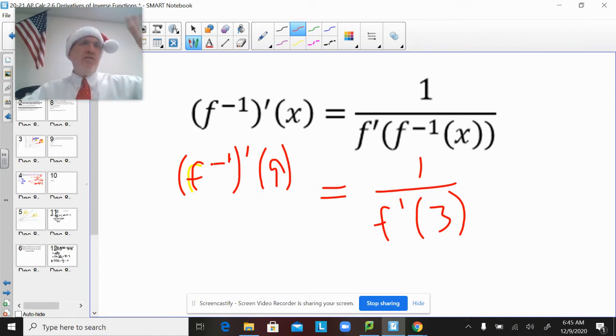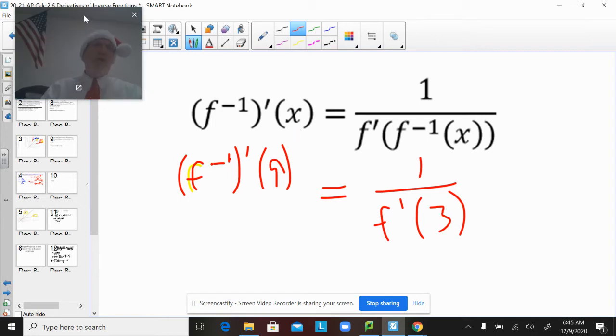Now, we didn't do it this way. We found the slopes of the 2 points, and we observed that they were reciprocals. But I'm telling you, that relationship holds. So if I want to find f inverse prime of something, all I have to do is find the slope on the original function and just take the reciprocal of it. Okay, so that doesn't sound bad.